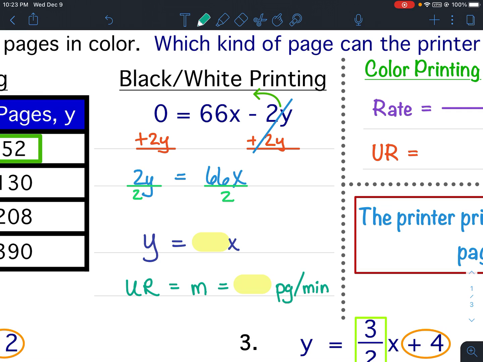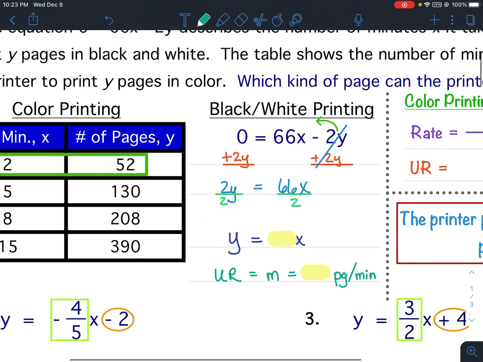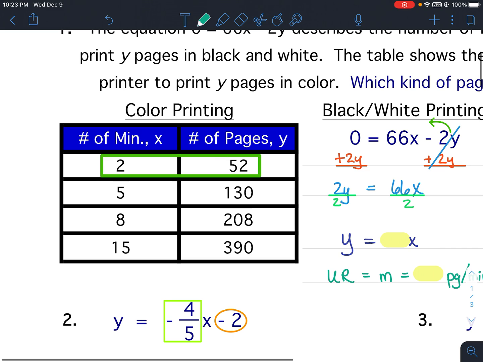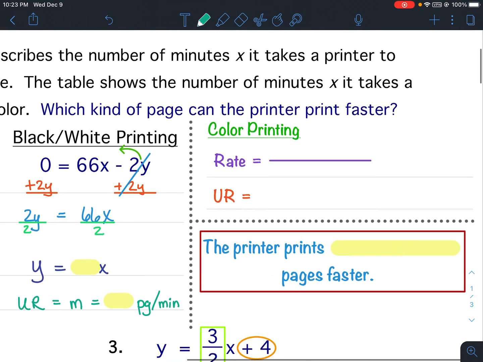So again, you're dividing that out and you're going to find what goes in front of x, and that will be your pages per minute. For the color printing, we're going to use this chart. I went ahead and I boxed the 2 and the 52. You could use any one of the numbers. You could use 5 and 130. You could use 8 and 208. It doesn't matter. Why do I use the 2 and the 52? Because they're smaller numbers. I always try to work with numbers that are smaller because they're easier to work with.